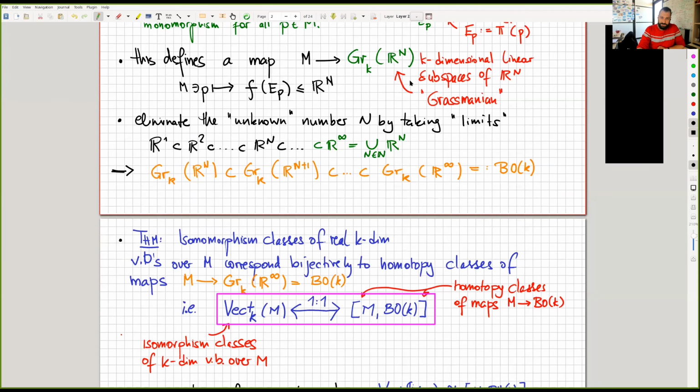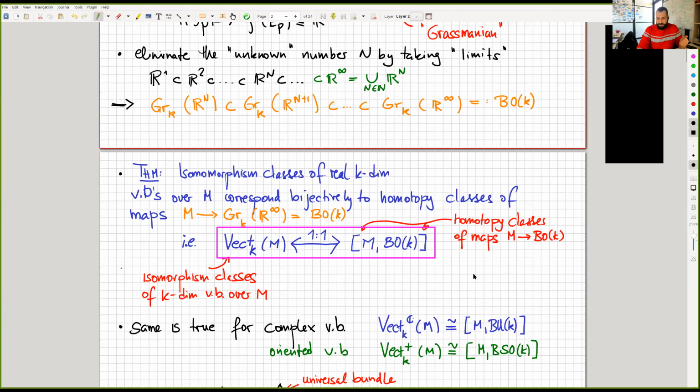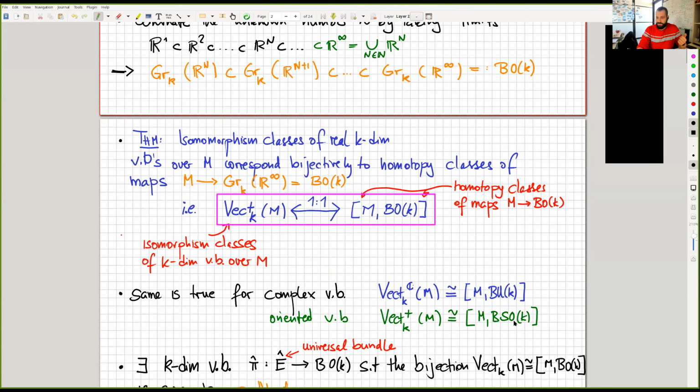And what differs here is that you're not only taking linear subspaces, but linear subspaces which are oriented. So you also get a Grassmannian of oriented k-dimensional linear subspaces. And with the same procedure, this is then our BSO_k. So you don't have to understand in detail what this thing is. The only thing you have to keep in mind is that you can translate this problem just by looking at homotopy classes of maps from here to here.